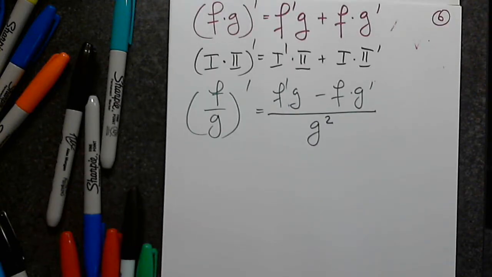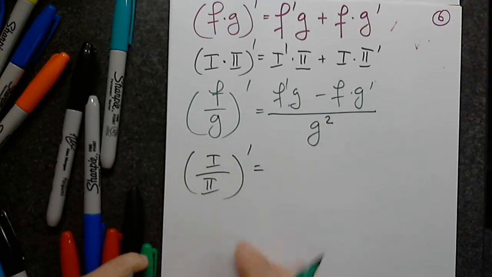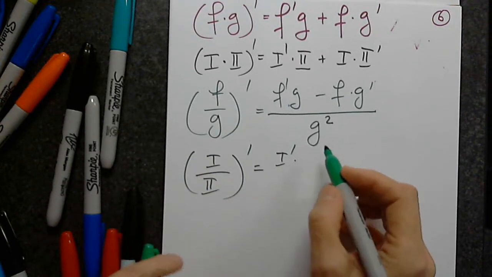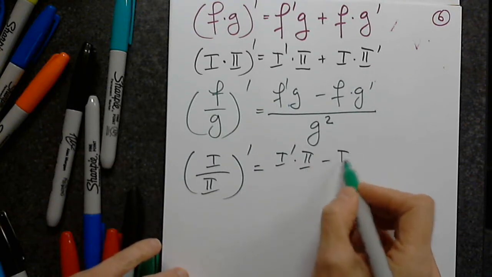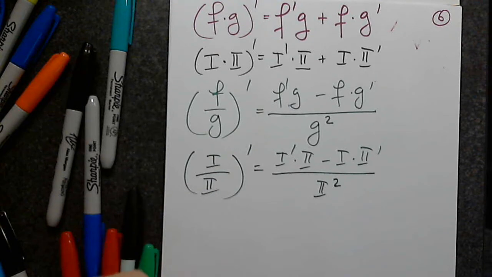Again, you already know my habit, so it's 1 over 2. I keep them as 1, 2, 1, 2. Up to you. I accept any method. 1 prime times 2 minus 1 times 2 prime divided by 2 squared. Okay, we want to practice this.